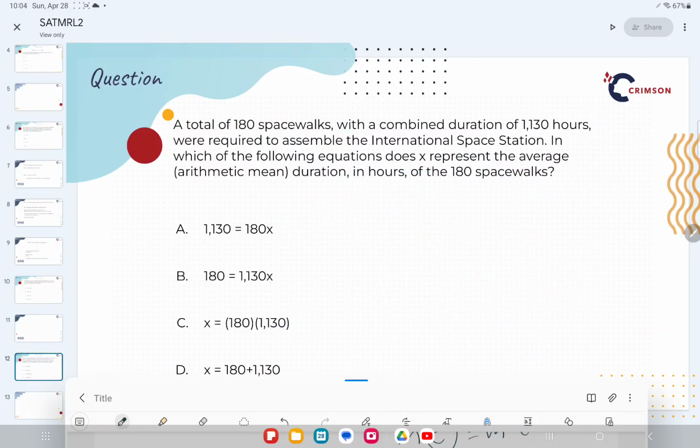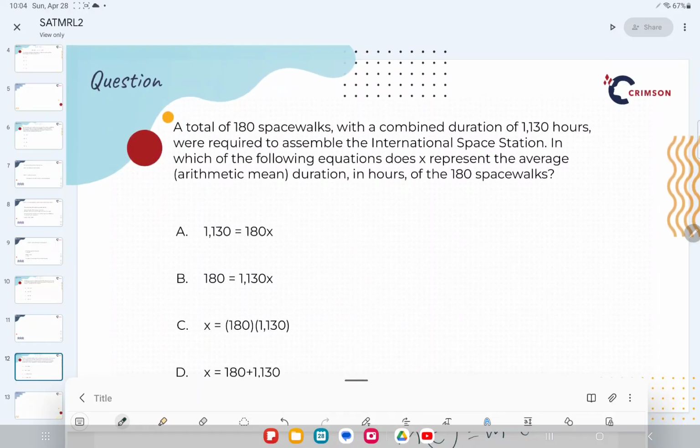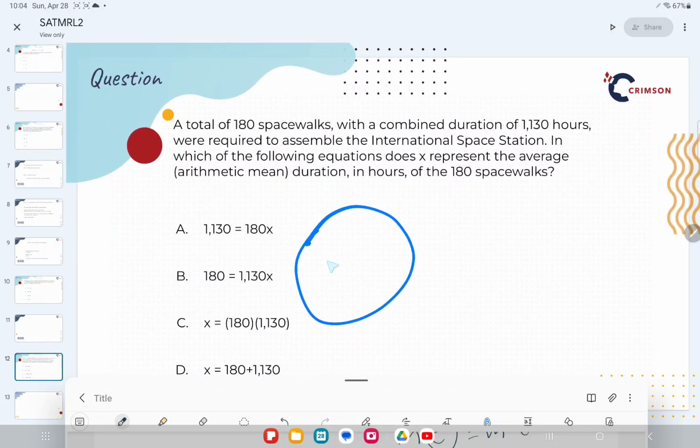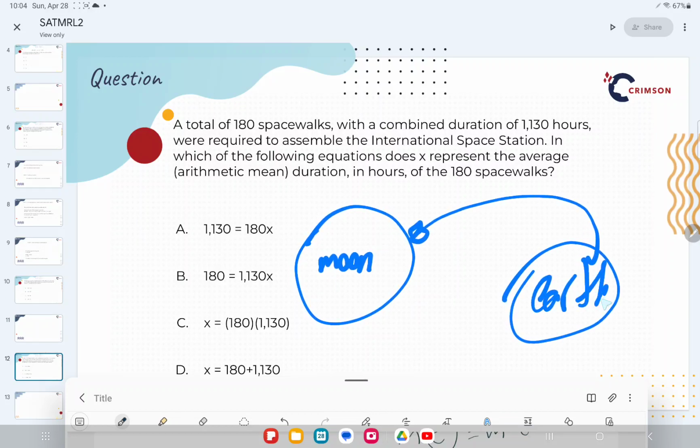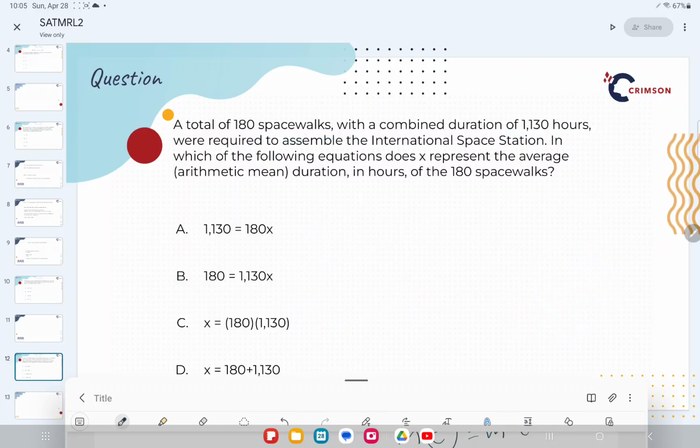So same thing over here. Now they're telling you that there are 180 spacewalks. So this is Earth, or the moon. Let's take the moon because they're saying spacewalk. So maybe it's going back and forth from Earth. You don't really have to know all of these details, but it is good to know. So if you look at spacewalks and this many hours, the first thing you're going to think of is how many hours does each spacewalk take?